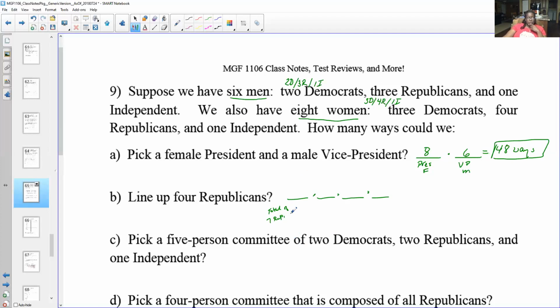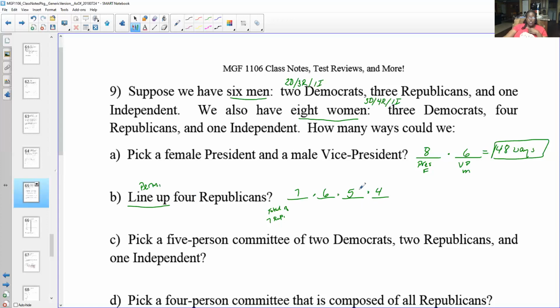So if we have a total of 7 Republicans, then there's a couple of ways we can look at this. If we're only going to look at Republicans and we want to line them up, in this first position we have 7 to choose from. Then here we have 6, and then 5, and then 4. But look, it's going in a pattern, isn't it? 7 times 6 times 5 times 4. That looks like going into what? Combination or permutation? What do we think? Does order matter here? Yes, it does. Why? Because we have to line them up. So because we're lining them up, that's permutation.